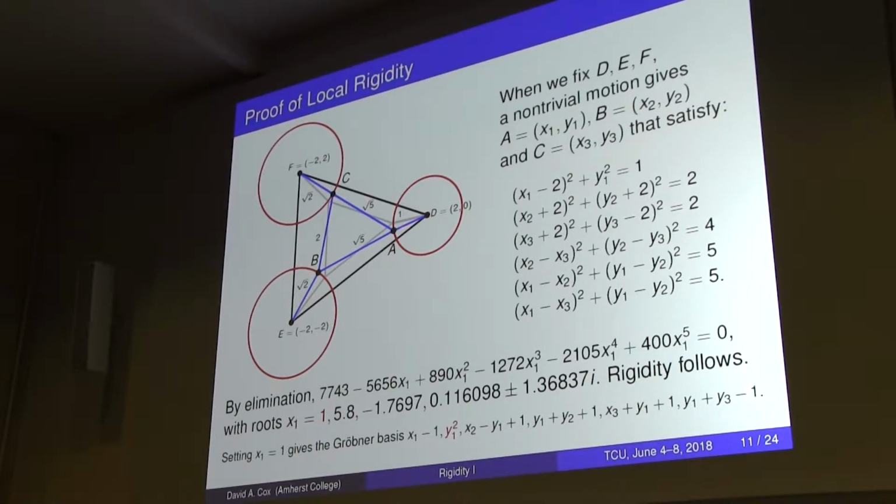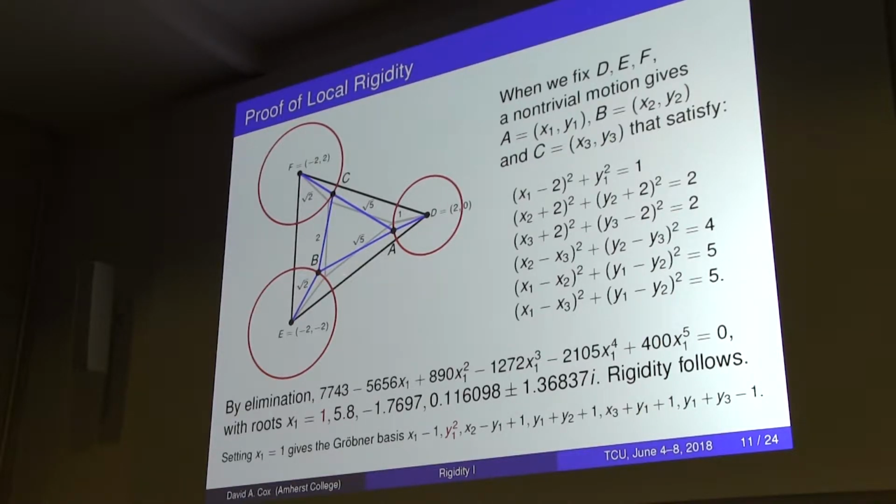And of course, since I have to preserve these lengths, the point A has to stay in this circle, the point B has to stay in this circle, the point C has to stay in this circle. And if I give names to the coordinates of A, B, and C, then in fact the first three equations are just the red circles where A, B, and C lie.